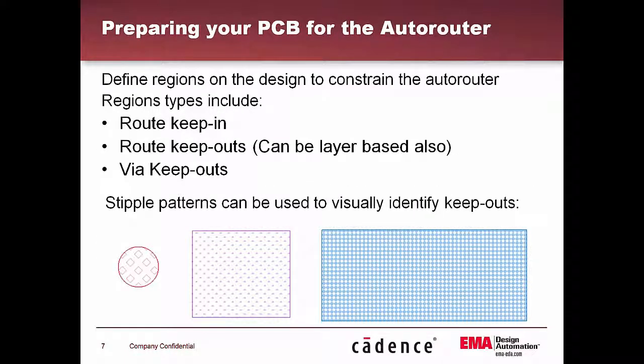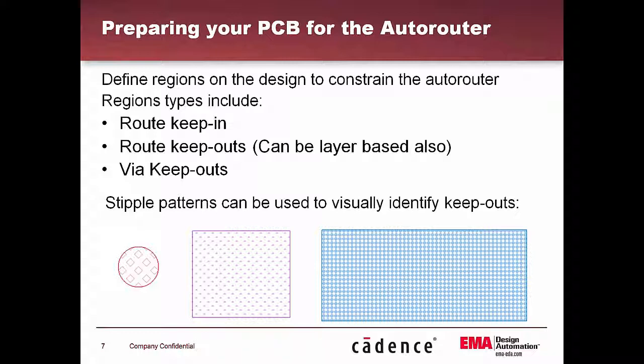So the first slide here is preparing your board for the Autorouter. We can define regions on the design to constrain the Autorouter. The region types include route keep-ins, which is going to establish the barrier where the router cannot exit out of. So this is going to be some barrier to the inside of the card outline. The route keep-out can be established by layer if need be, or I can have route keep-outs that apply to all layers. And I can also have via keep-outs.